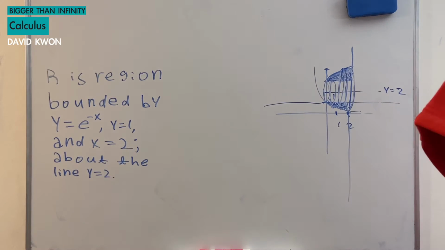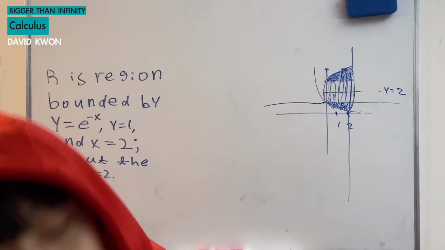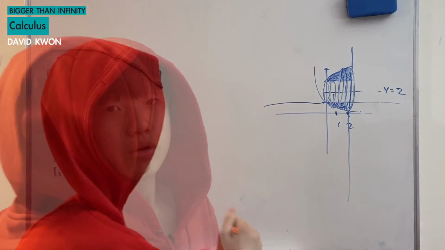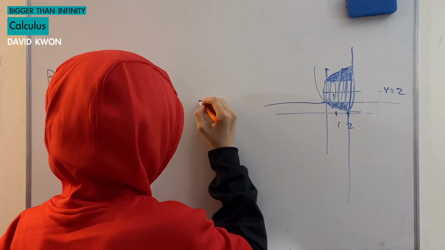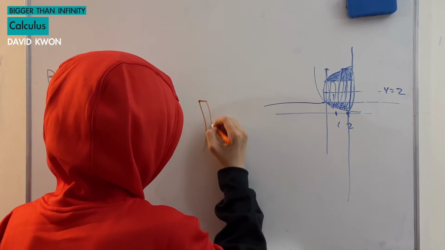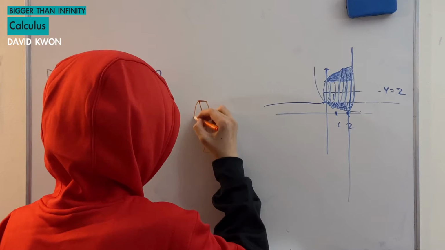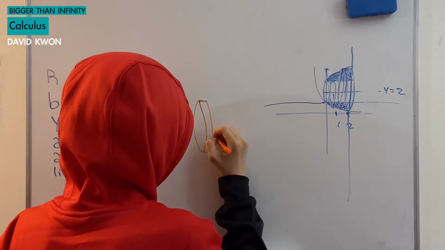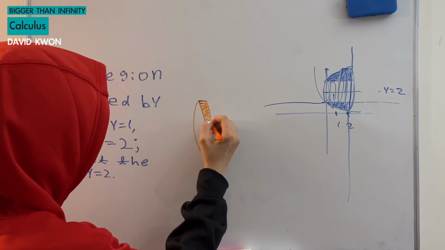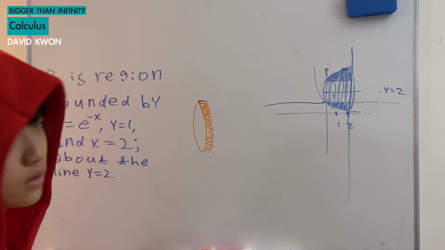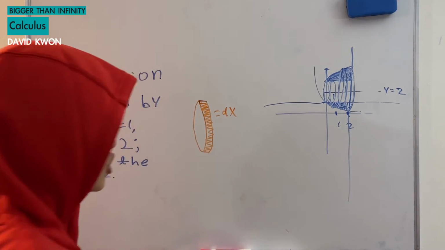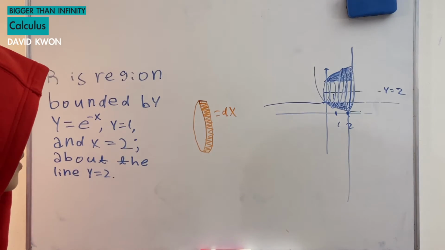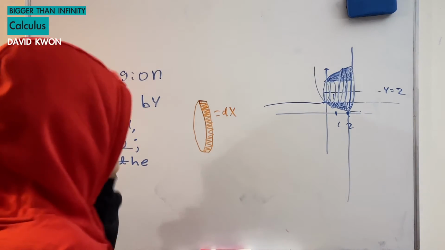I don't think you guys can see it well, so I will make a bigger view of this. The bigger, what do you call that? I forgot. The disk, yeah. The bigger disk of this short length is equal to dx. You guys should know all of these, what I say, by now.